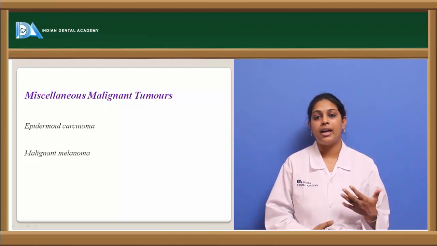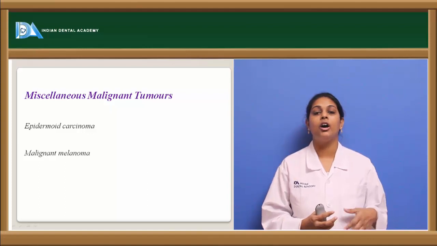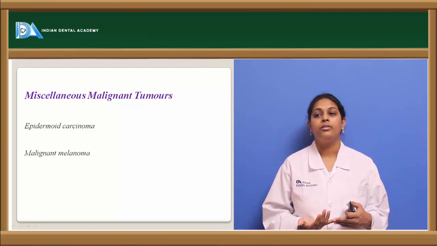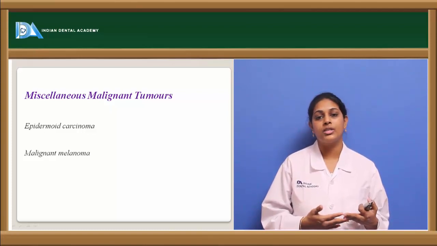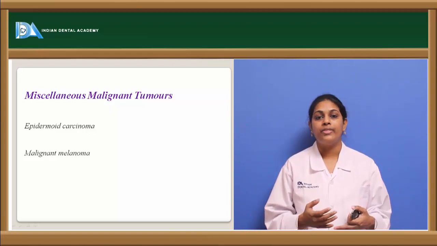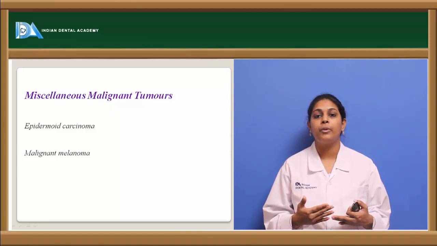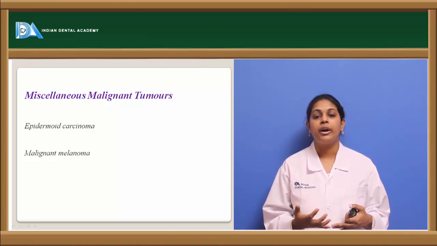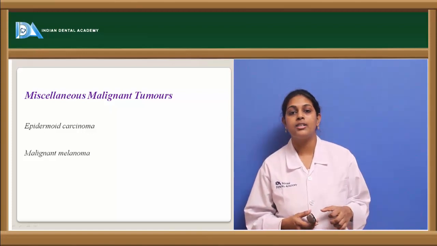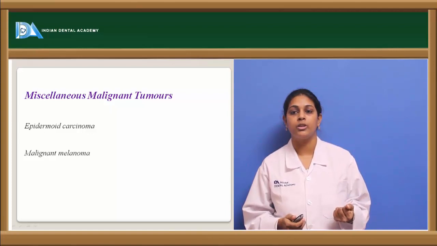Then next coming is malignant melanoma. It is also known as melanoma. The melanocytes, the melanin containing cells, when they are mutated, they differentiate and give rise to undifferentiated or pleomorphic cells, which might result in a neoplastic proliferation of these abnormal melanocytes and result in malignant melanoma. So these are certain miscellaneous malignant tumors.